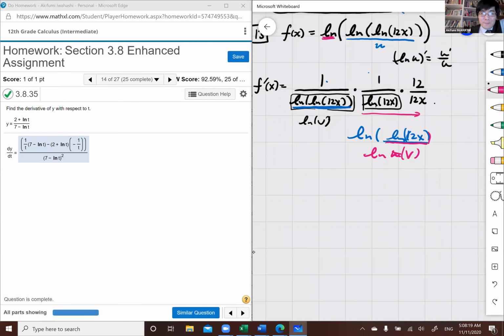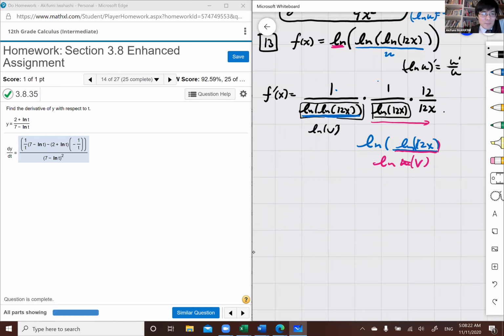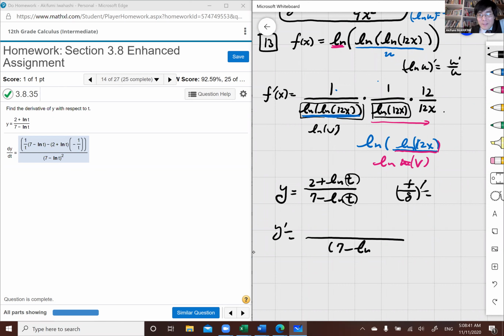Next one, another quotient rule seems to be enough. So y is equal to 2 plus ln t over 7 minus ln t. So you have t on top and bottom, so you want to use the quotient rule. The denominator squared, you don't need to expand. The derivative of the top is going to be 0 plus 1 over t. Derivative of top times the bottom, minus top times derivative of the bottom, is going to be 0 minus 1 over t.